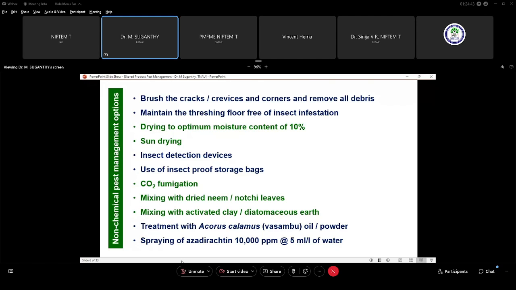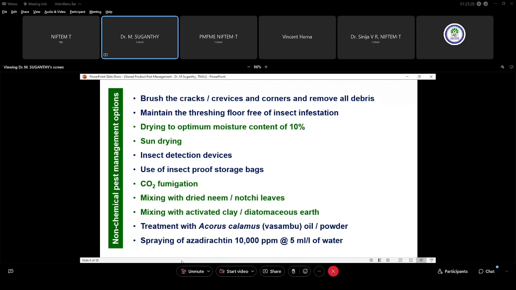So what are all the available non-chemical pest management options? Brush the cracks and crevices and corners and remove all debris, because the debris present in the storehouses or the cracks and crevices serve as a source of inoculum. So these have to be cleaned, or the cracks and crevices in the storage godowns should be properly covered, or brushed, and we have to remove all the waste materials in the godown before stacking the produce. This is the first and foremost important thing, because this serves as a source of inoculum for subsequent damage.